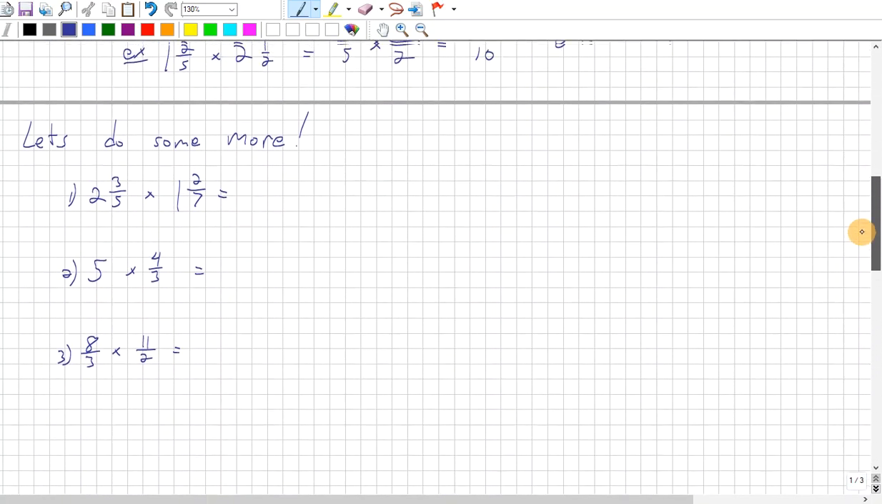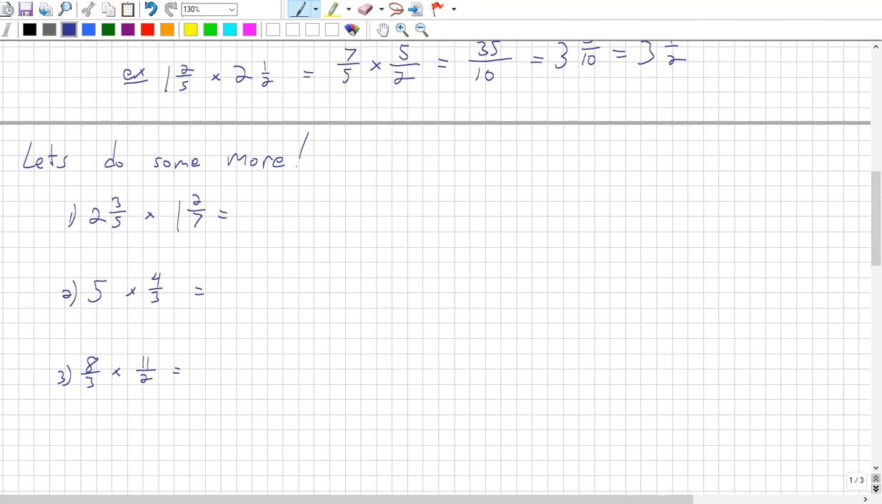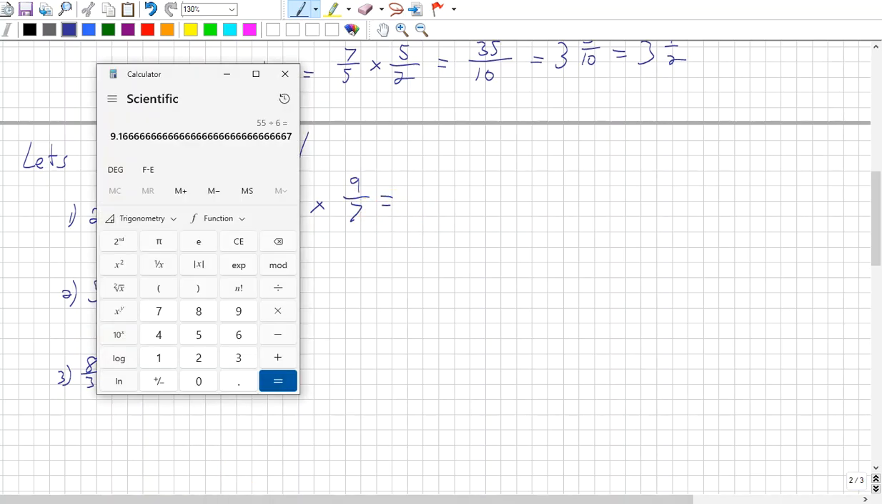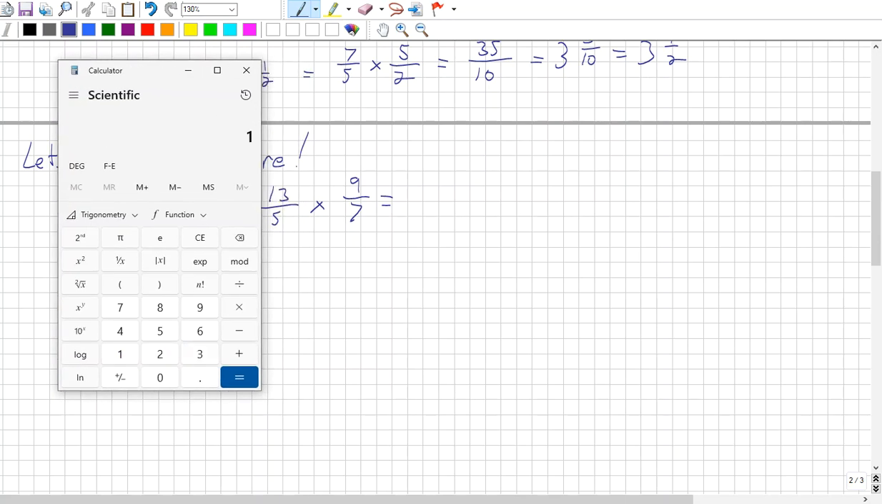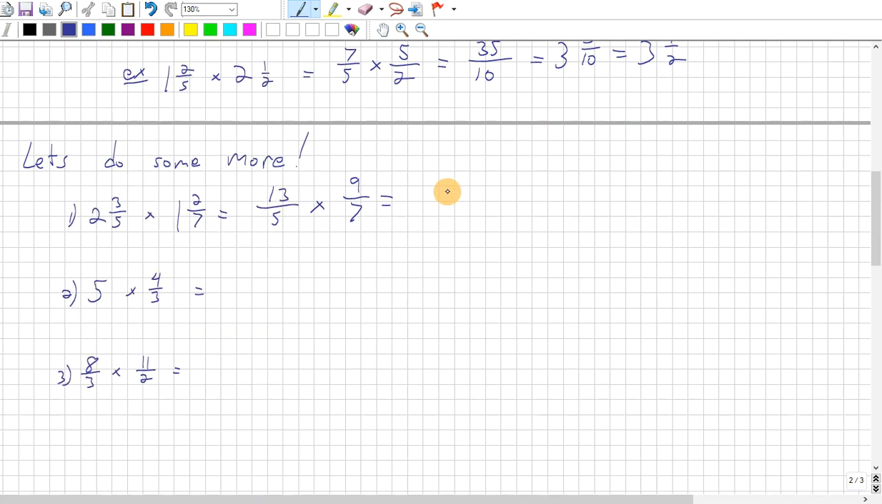Let's do some more. So the more examples you do, typically the more concrete the concept becomes. So 2 and 3/5, 2 times 5 is 10, plus 3 is 13 over 5, times 1 times 7, 7 plus 2 is 9 over 7. If you get big numbers, don't be afraid to use a calculator. It's totally fine. So 13 times 9 is 117 over 5 times 7 is 35.